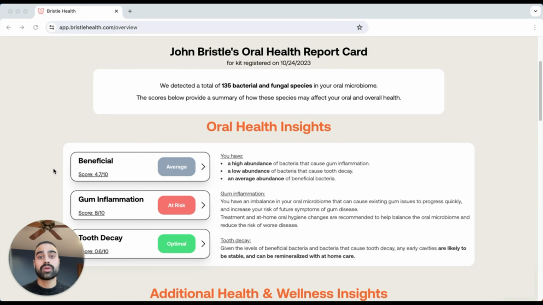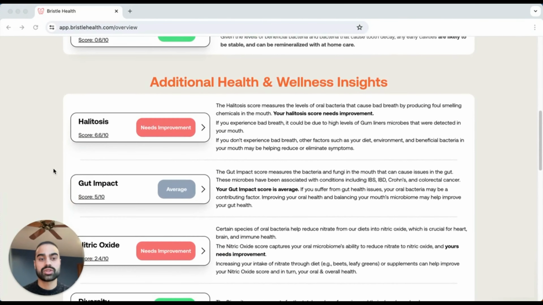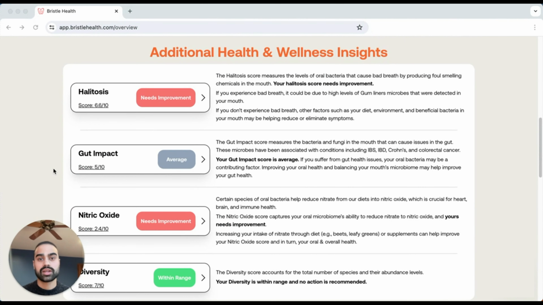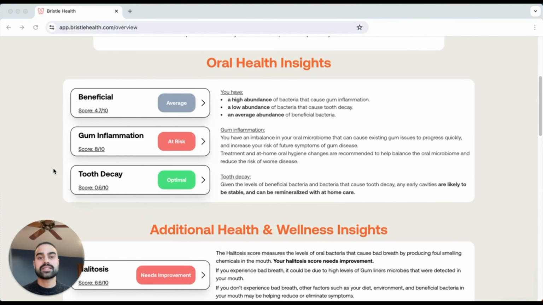There are 3 primary oral health scores: beneficial bacteria, gum inflammation, and tooth decay. And then there are 4 additional health and wellness scores for halitosis, gut impact, nitric oxide, and diversity. Each score is comprised of different sets of bacteria. For example, the gum inflammation score is an aggregate of 18 different species of bacteria that cause periodontal disease, whereas the tooth decay score is an aggregate of 19 different species that cause caries.